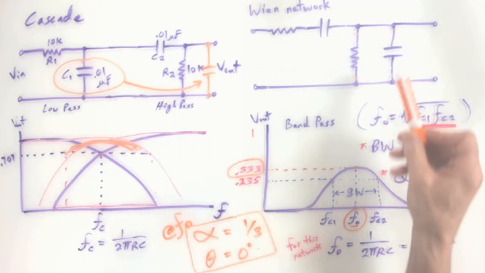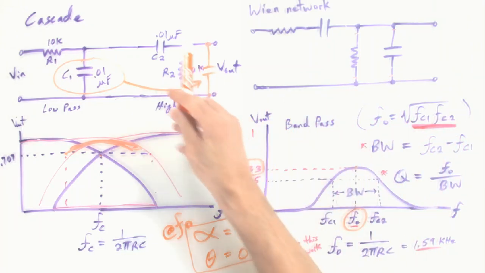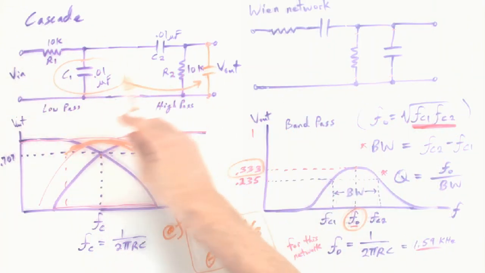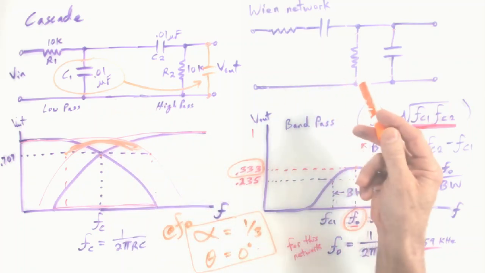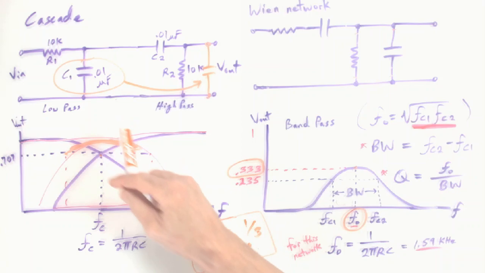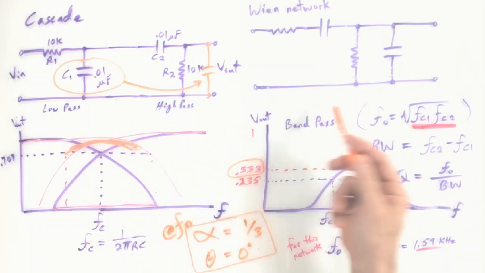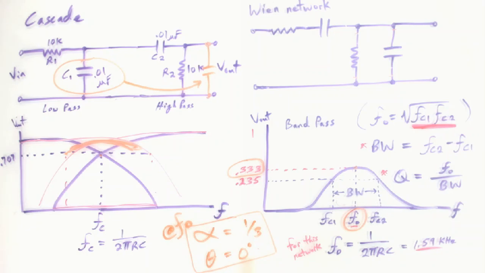I think it's cool that you can look at the Wien network and sort of think of it in terms of a cascaded low pass and high pass, but it really isn't. I mean, this is truly cascaded low pass, high pass, and this really is a different layout. It's a different circuit. It is, and they behave the same. That's the fascinating part, I think, and you'll see that.